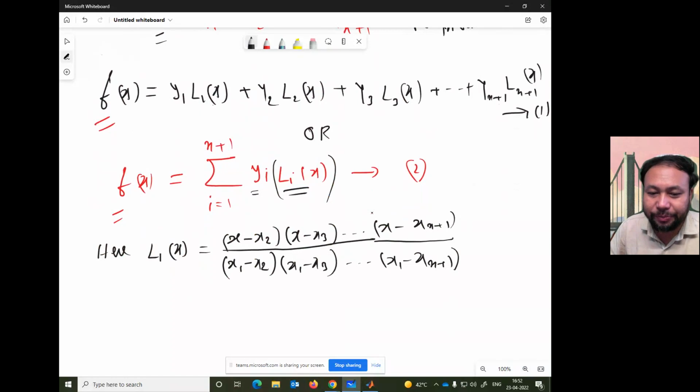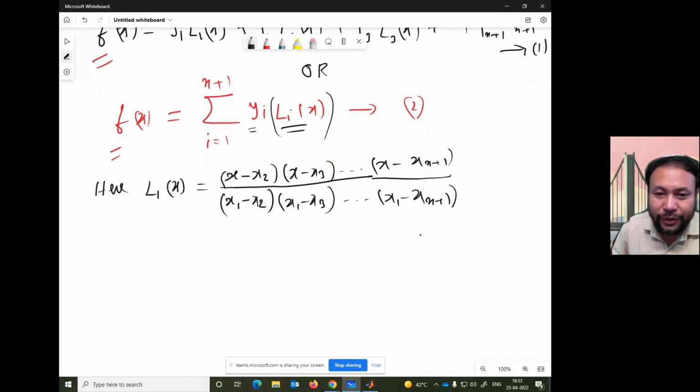What do you observe there? If there is L1, then in the numerator there is no x1. In the denominator, it is x1 minus x2, x1 minus x3, up to x1 minus x(n+1). Why? Because if I write x1 minus x1, the term becomes undefined.